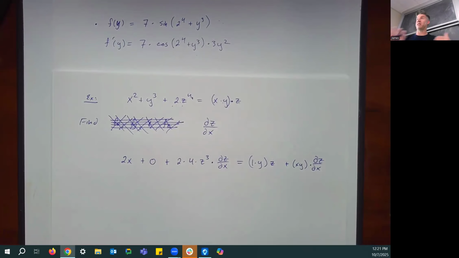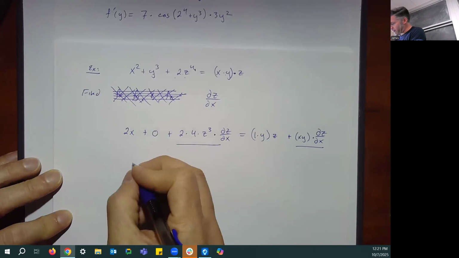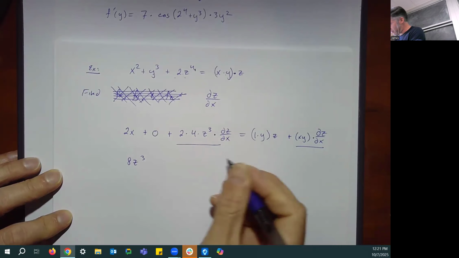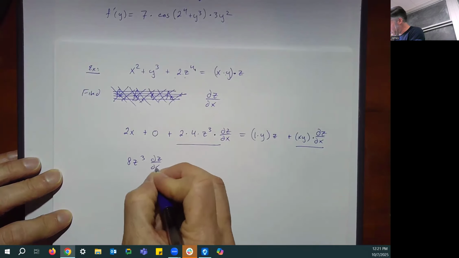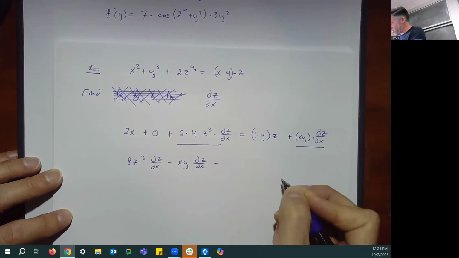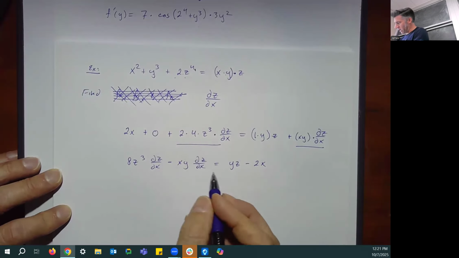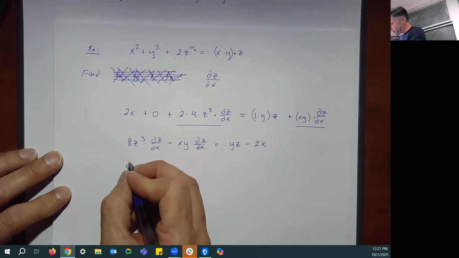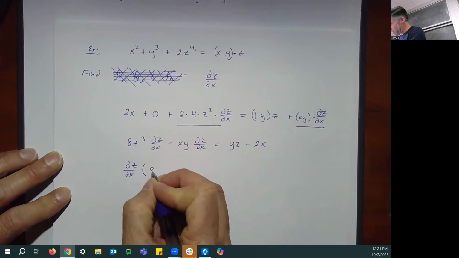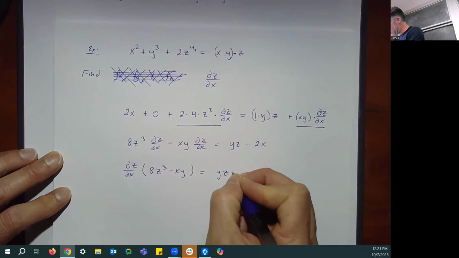After this, the rest of the process is the algebra. So we have to collect all our del z del x terms on one side, everything else on the other side, factor, divide, etc. So I want this term and this term on the left. So I'm going to have 8z cubed, right? Because 2 times 4 is 8, times del z del x minus xy times del z del x equal to 1 times y times z minus the 2x. We're going to factor out the del z del x on the left. So we have del z del x times 8z cubed minus xy equal to still yz minus 2x.